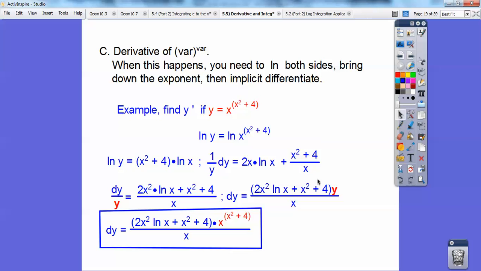So there's the final answer right there. Okay, messy answer. It's not that hard, it's just messy. So whenever you have a variable to a variable, you have to natural log both sides first and slide the exponent out in front and then implicit differentiate.